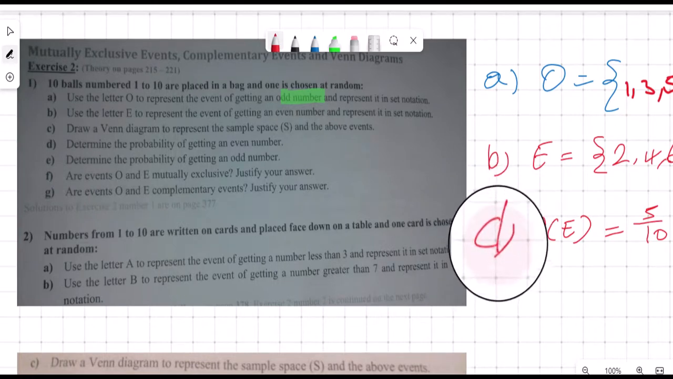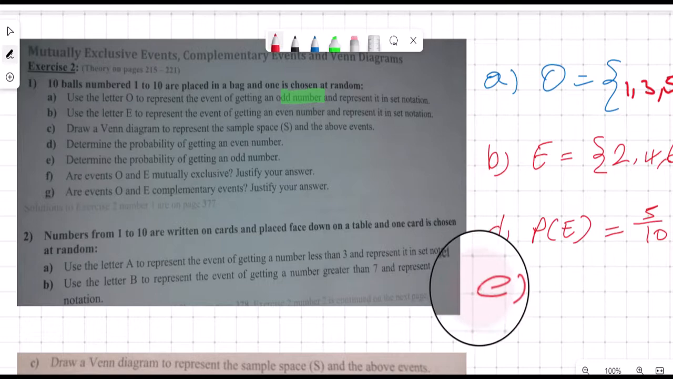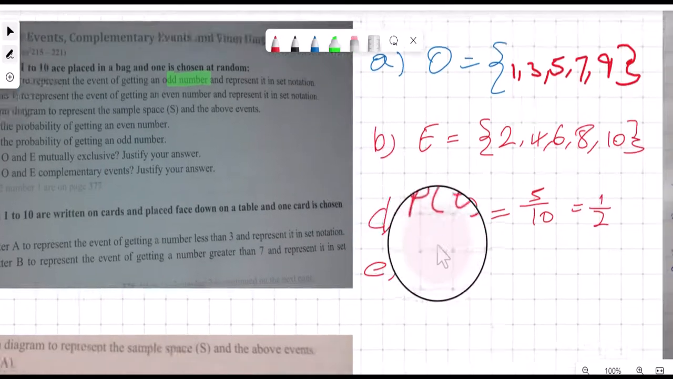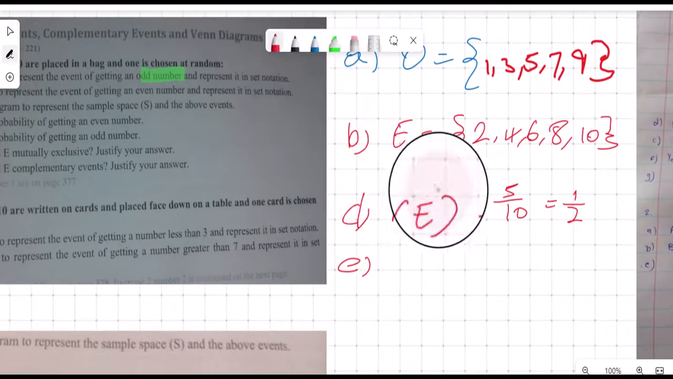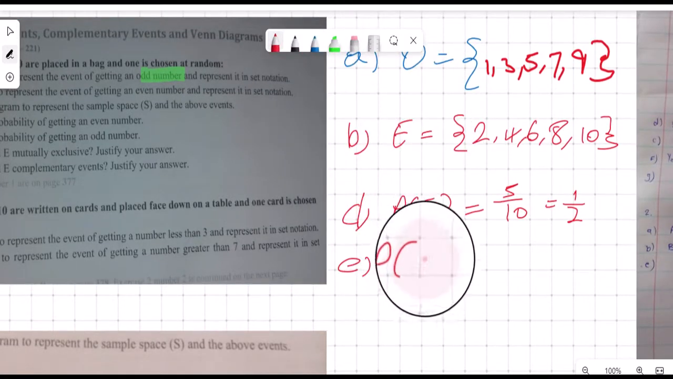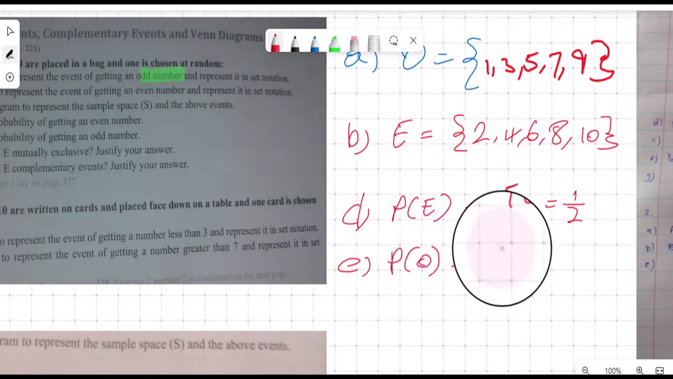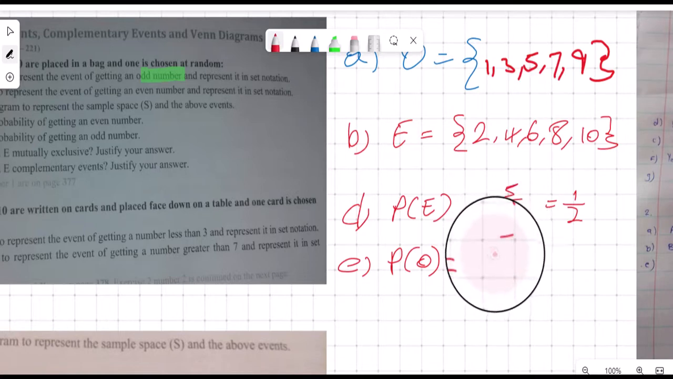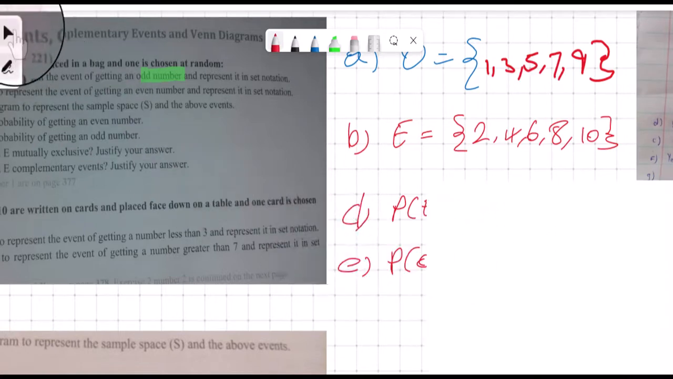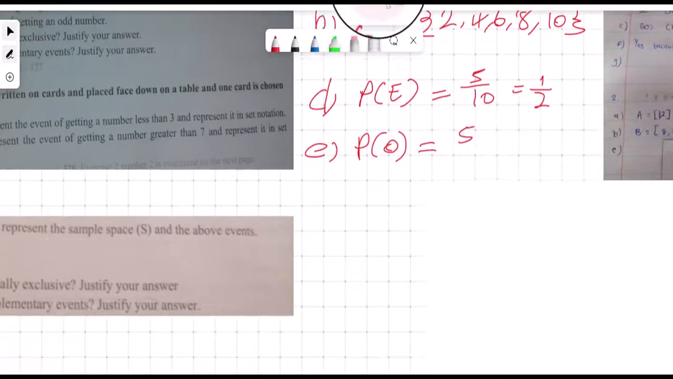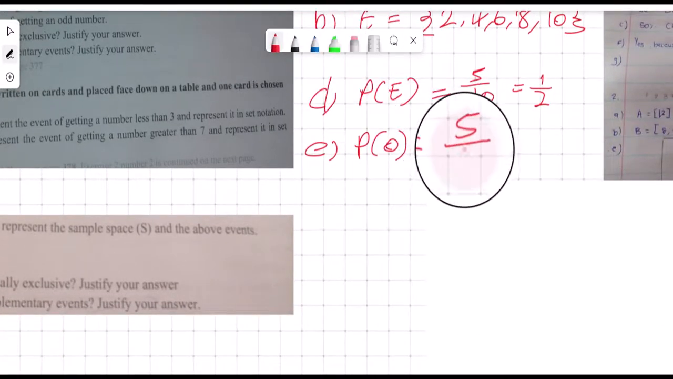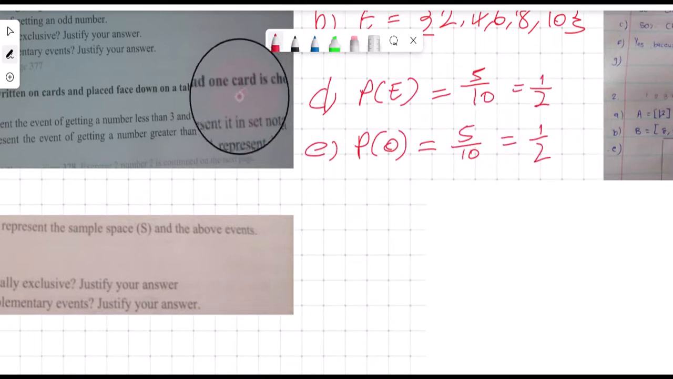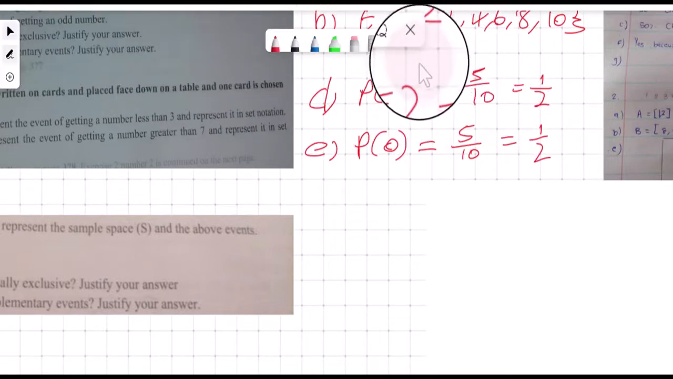Then we're going to number E. Tell me the probability of getting an odd number. Still the same. It's O for odd number. P of O equals how many odd numbers are there? 1, 2, 3, 4, 5. There are 5. And then in a sample space, how many numbers do we have? We have 10 numbers, that's over 10. The answer is 1 over 2. Yes, or 0.5.